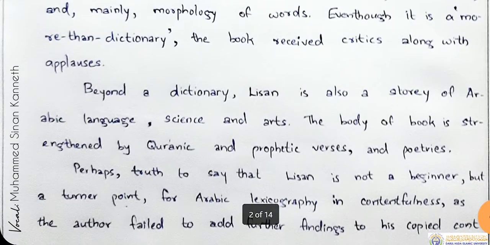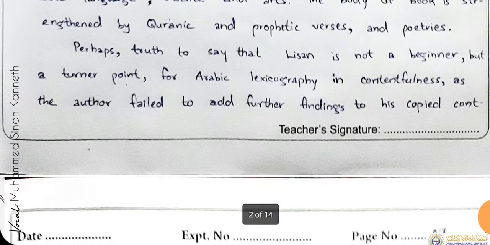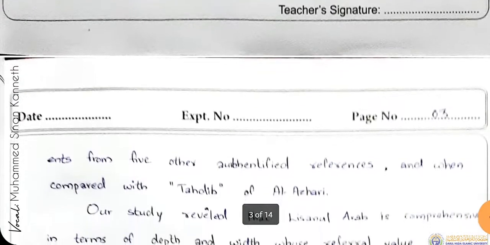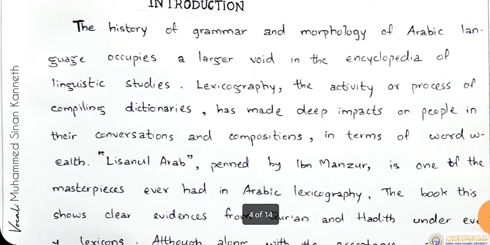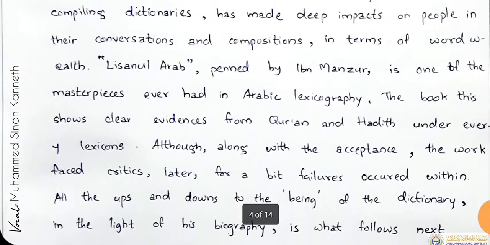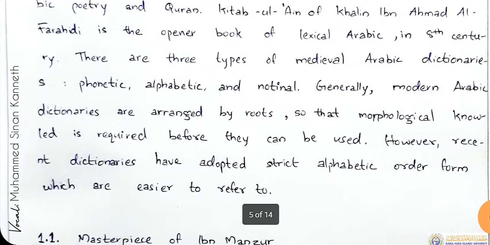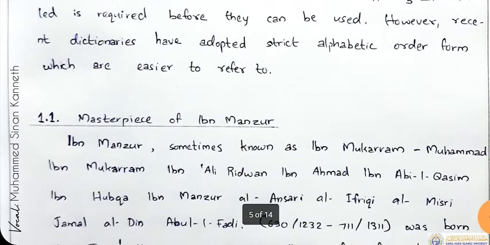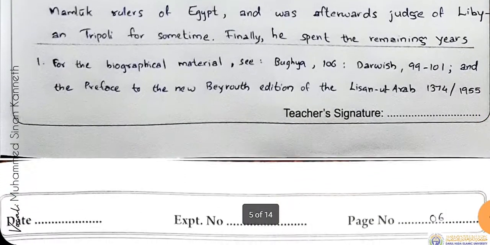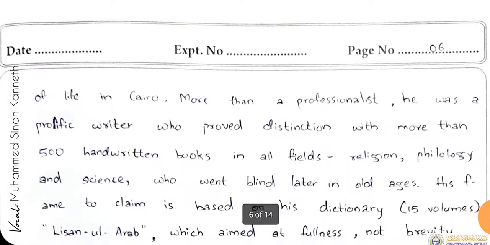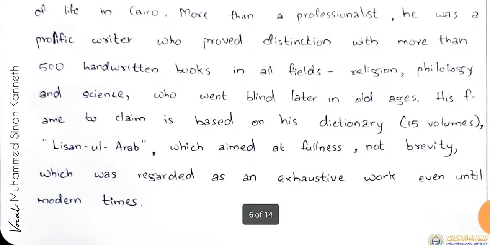Predominantly, he was known as Muhammad bin Mukarram ibn Ali Dilwan bin Ahmad bin Abil Qasim bin Haqba bin Manzur al-Ansari al-Firiqi al-Misri Jamaluddin Abul Fadl, who was born in 630 Hijri and died in 711 Hijri. He was born in Tunis of North Africa, a brilliant scholar and also a brilliant professional who worked for the Secretariat of the Mamluk rulers of Egypt of that era. Later, he served as the judge of Tripoli. And finally, he spent his last years in Cairo.